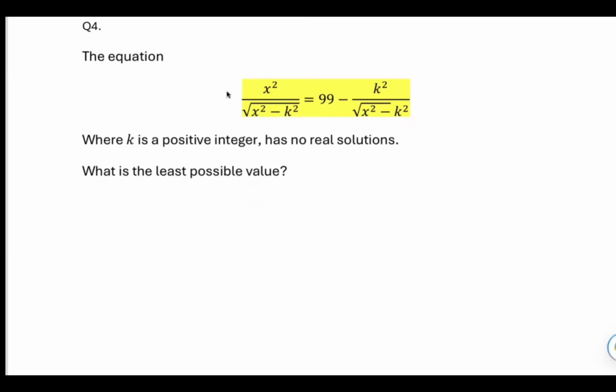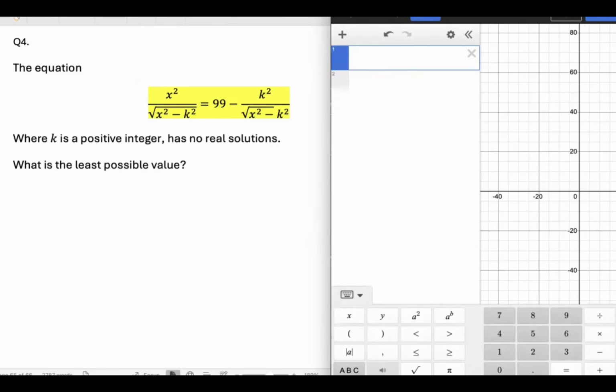Let me show you how you can use Desmos. I suggest you split the function based on what they're asking you. They're giving you this function and they say k is a positive integer. It has no solution. What is the least possible value?